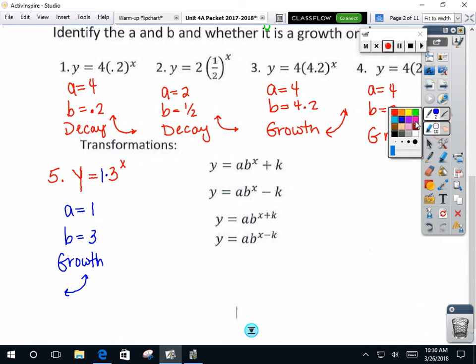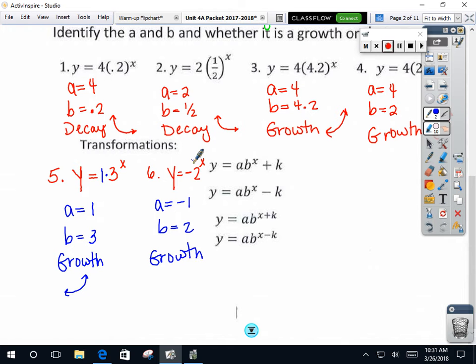Okay, now number 6. Try to fit it on this side if you can, because I'm going to be writing some stuff over here. Y equals negative 2 to the x power. What is the a value? Negative 1. Good. Because remember, b can never be negative. So b is just 2. That negative must belong to the a, negative 1. And so is this a growth or a decay? It is a growth because your b value is 2, and 2 is a number greater than 1. Now, the negative is going to do something to it that we'll see later. What do you think it's going to do to it?